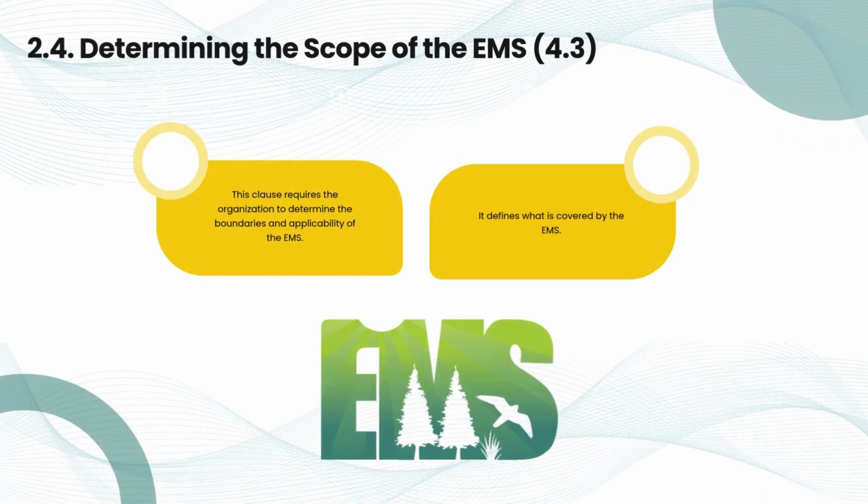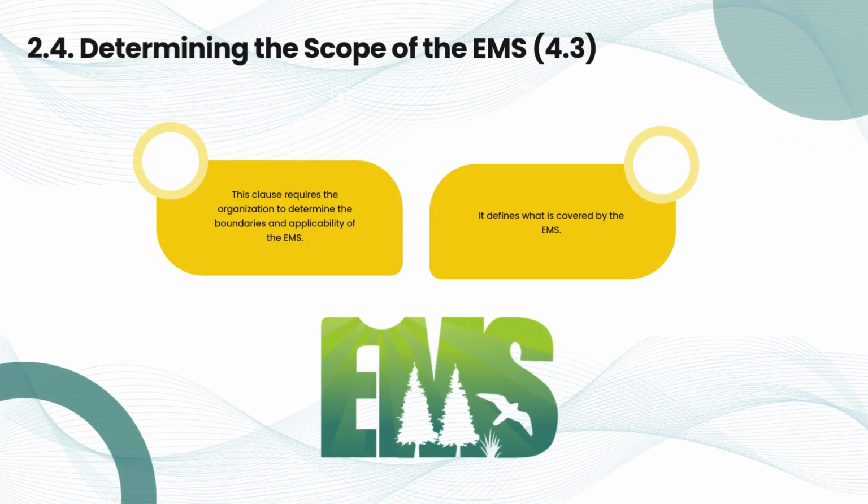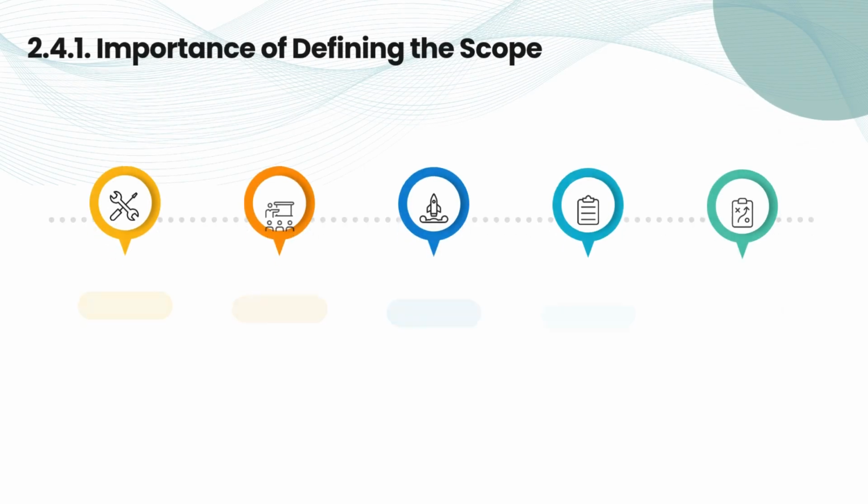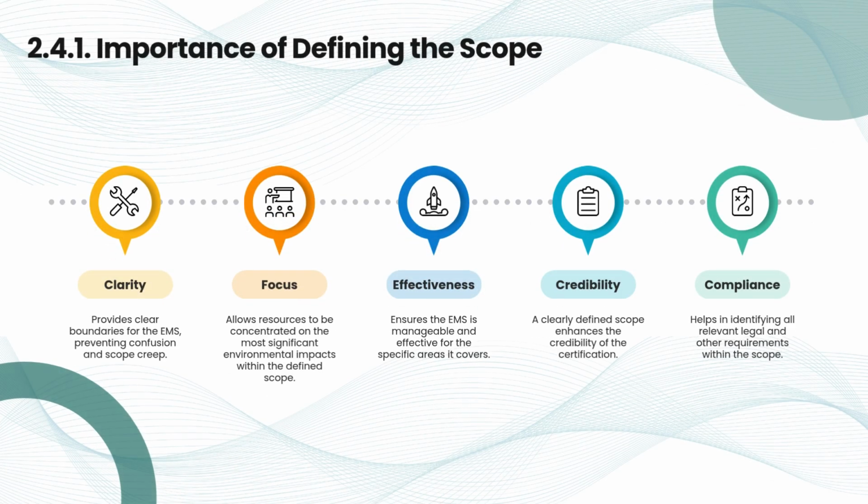Moving on to Clause 4.3, which is about determining the scope of the EMS. This is where you draw the line and decide what parts of your organization, which operations, and which products or services will be covered by your environmental management system. Why is defining this scope so important?